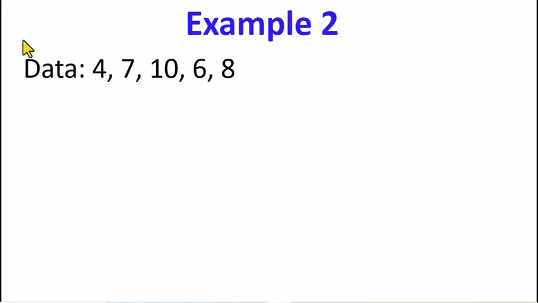Let's look at one final example. We want to find the variance and the standard deviation for this data set. So we're going to start by finding the mean. So the mean or the average will be 4 plus 7 plus 10 plus 6 plus 8, which is 35, divided by the number of elements. So there are 5 numbers in this data set, so we're going to divide that by 5. So the mean for this data set is 7.